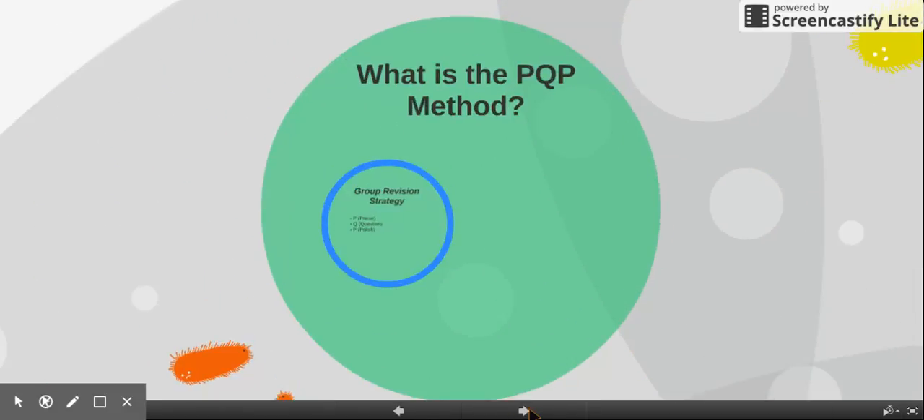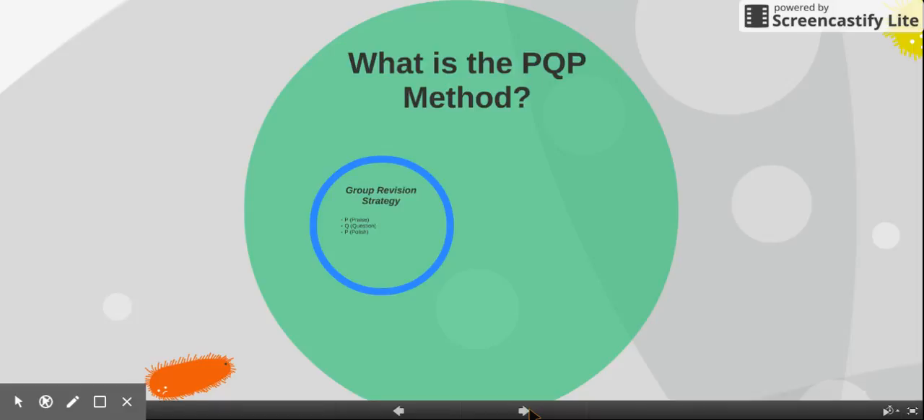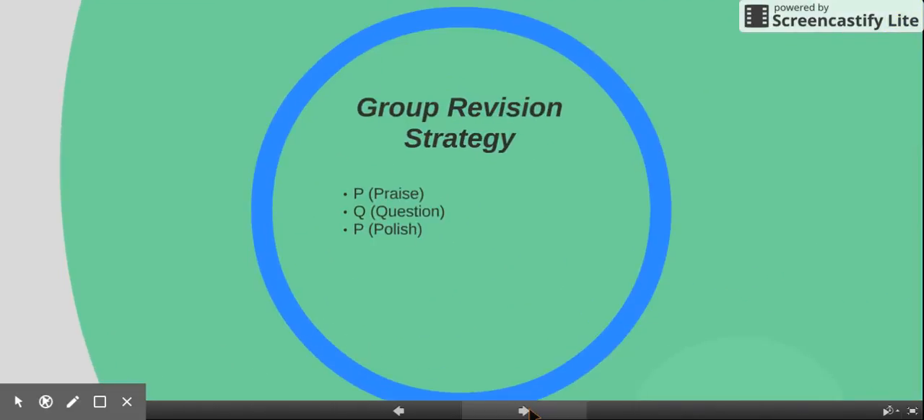The PQP method is a group revision strategy that is often used to provide peer feedback on writing assignments. However, this method can also be easily applied to other contents as well. It's very simple and has 3 main components. P, praise. Q, question. P, polish.